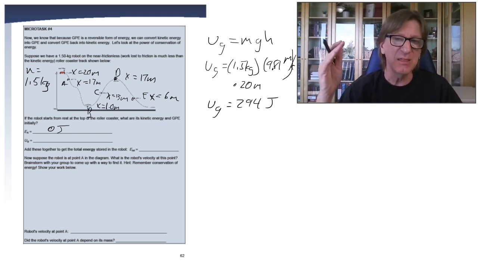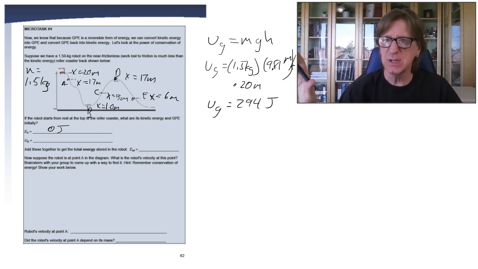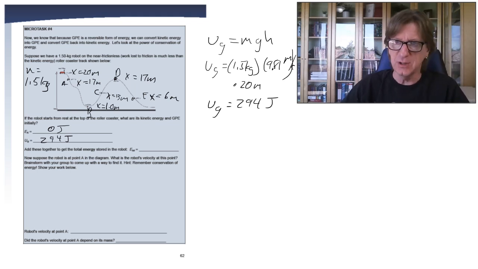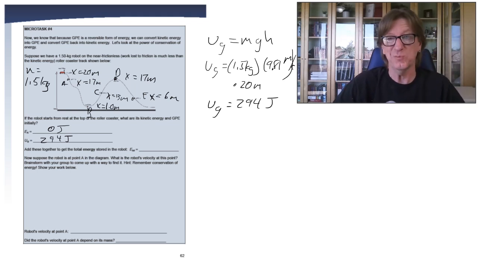As long as you're keeping at least 1 more significant digit than what you're going to keep at the end, most of the time you're going to be fine. If you keep 2 more, you're definitely going to be fine. All right. So this is going to be up here. I'm going to have 294 joules. So now we'll find the total energy, the system energy of the robot. You simply add them together. I'm pretty sure you can do that one, right? So that's simply going to be 294 joules.